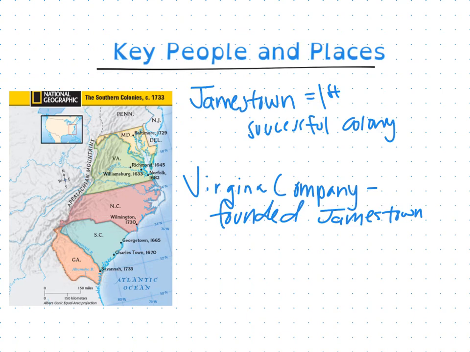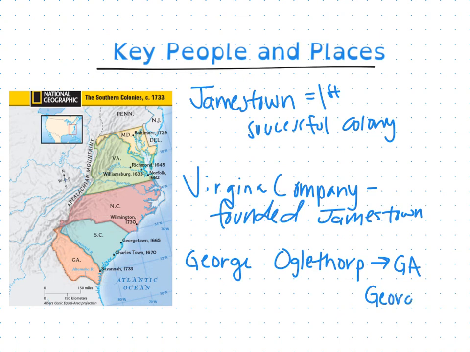And the other person we're going to write down, his name is George, funny last name, Oglethorpe. George Oglethorpe, and he founded Georgia. I abbreviated my Georgia to GA. If you don't know state abbreviations, please use the actual written out form of Georgia right there. But those are our key people and places in the southern colonies.